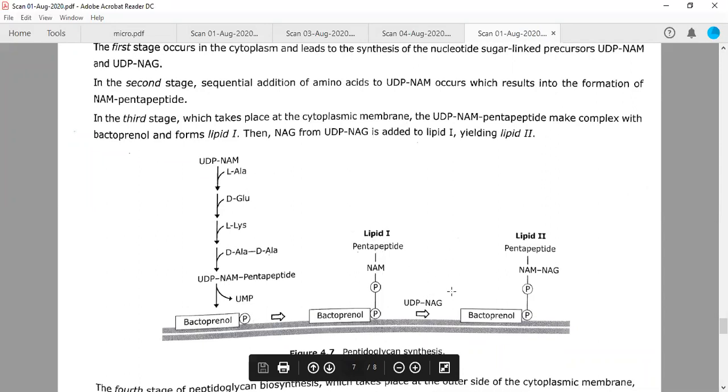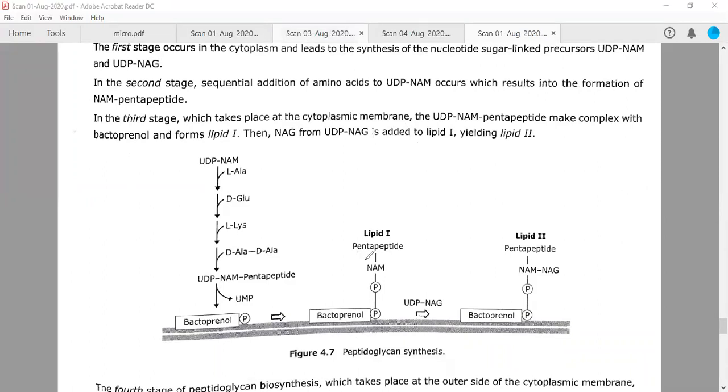Then what will happen? UDP NAG, which is the donor of NAG in the peptidoglycan cell wall, will come from the cytosol and it will be added to NAM. Let me annotate this. So this NAM does not have NAG up to the lipid 1 structure. Then this will be converted into lipid 2 when UDP NAG donates this NAG and the UDP is removed. This NAG will be linked to NAM by a beta 1,4 glycosidic bond.